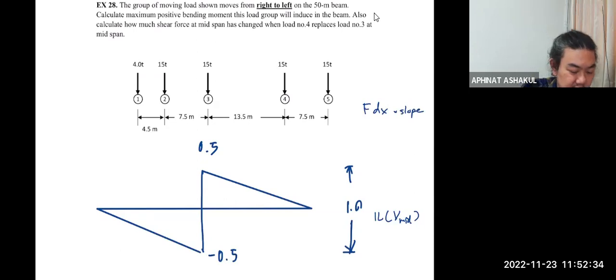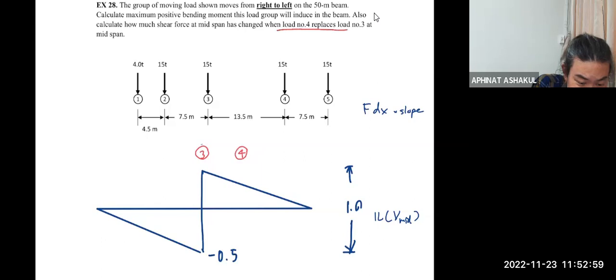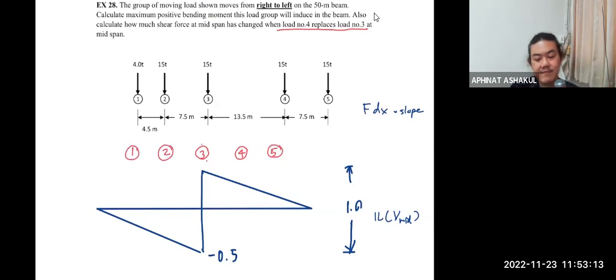So you see, I will erase this because it gets in the way. Say when load number 4 replaces load number 3. Before that begins, we have load number 3 here. And then somewhere load number 4 follows, because it says here, when load number 4 replaces load number 3. So 4 will move to replace 3 here. I'm trying to write everything. And then we have 2 and 1. So this is the beginning.